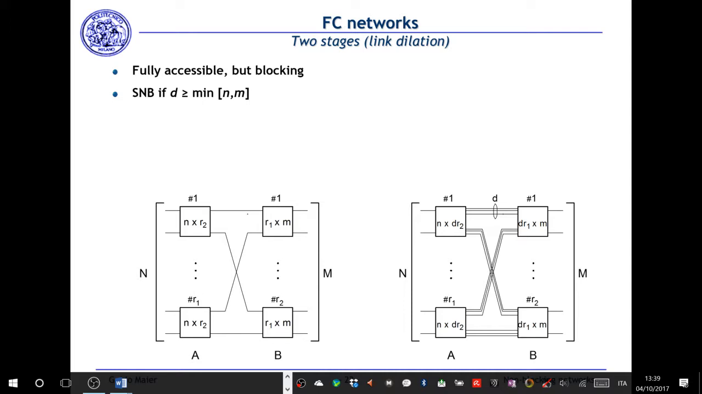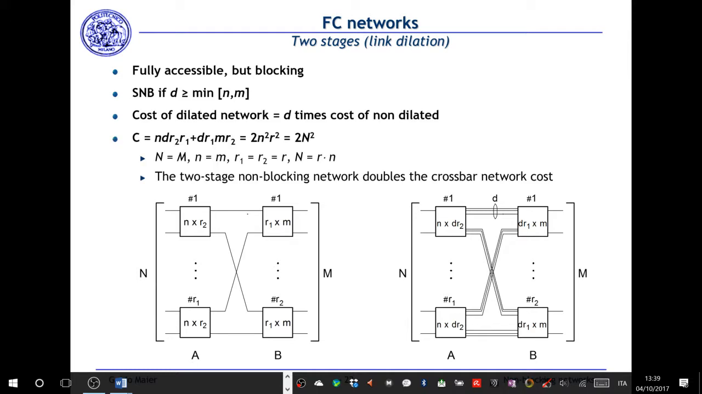And actually, as you may imagine, the crossbar switch is a special case of this architecture, where you have small n equal to small m equal to 1, and therefore d is equal to 1. So you fall back to the fully connected case. Okay? Questions?